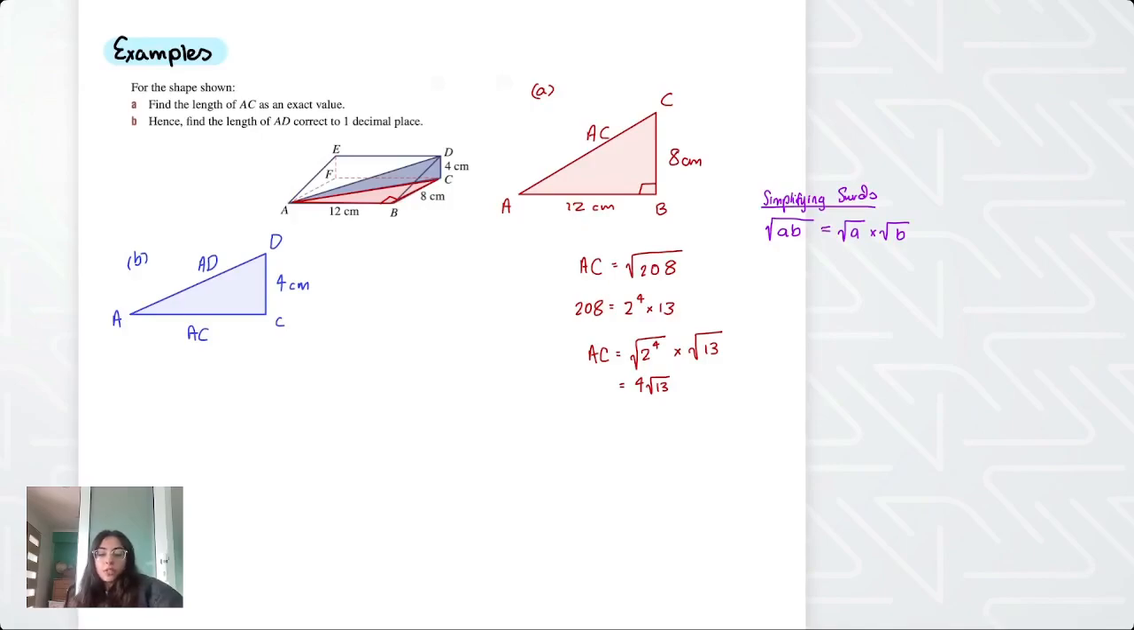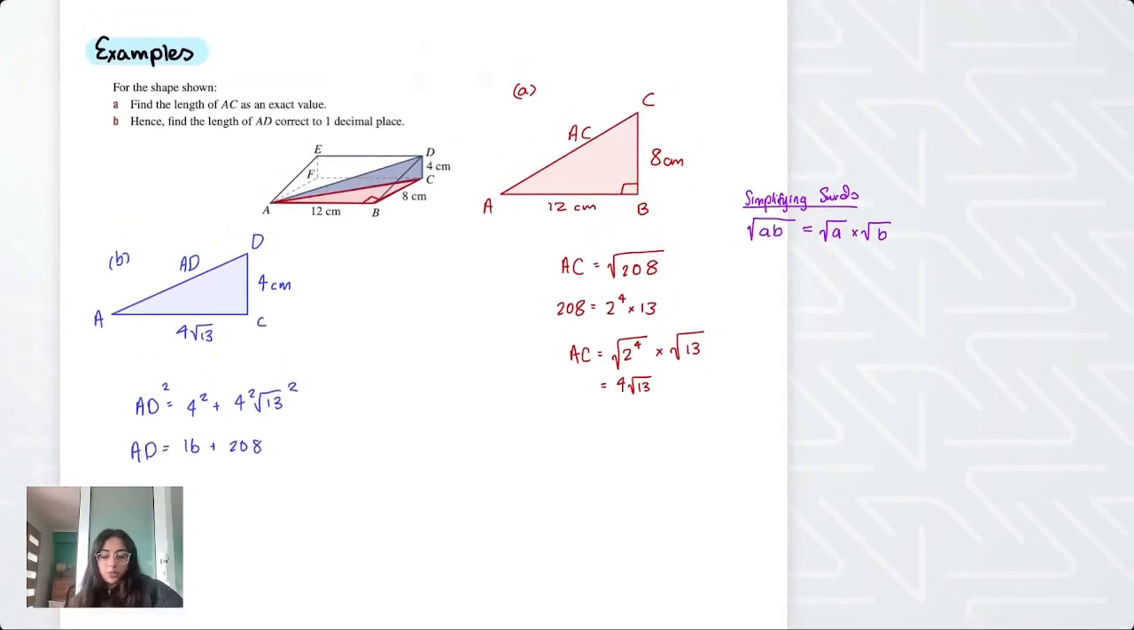So we know that we can swap AC for the value that we found, which is 4 root 13. AD is still the hypotenuse, so AD squared equals 4 squared plus (4 root 13) squared, which gives us AD squared equals 16 plus 16 times 13, which is 208, plus 16 is 224. Then AD equals the square root of 224.